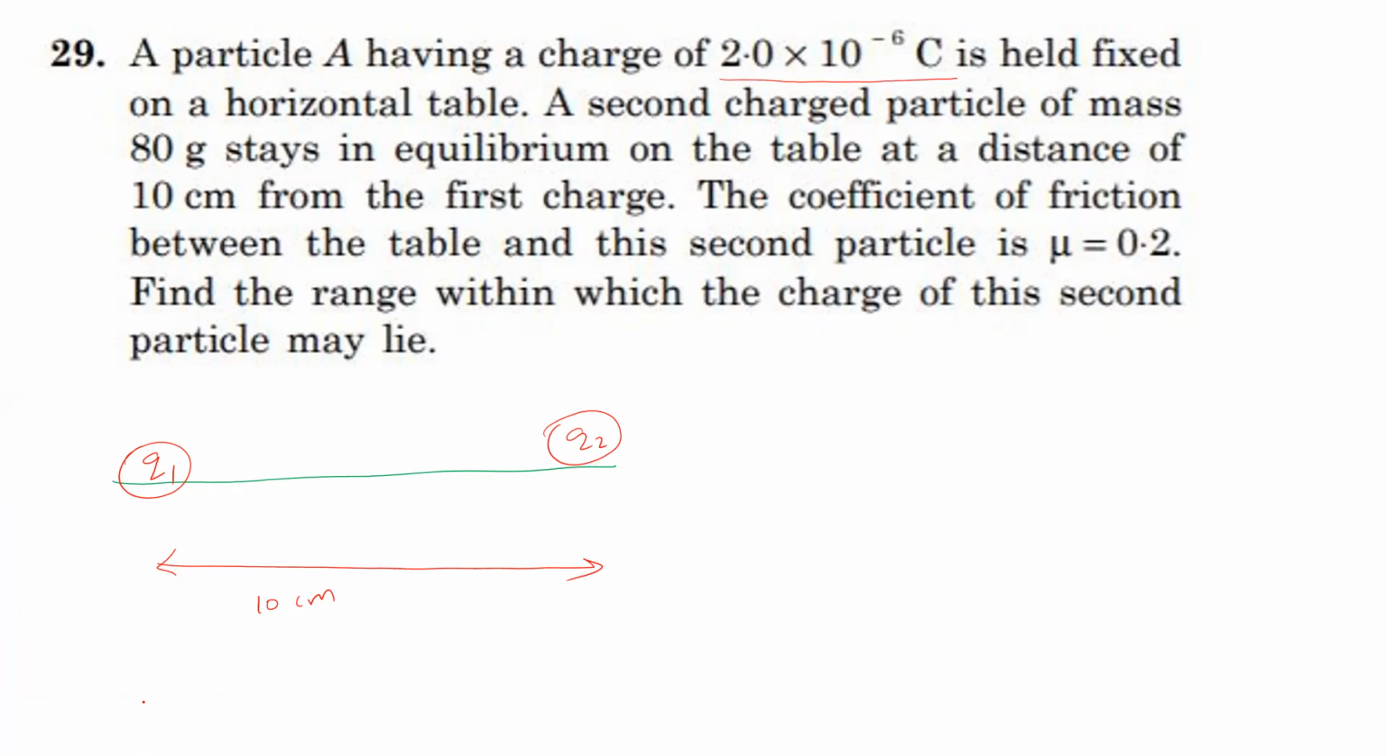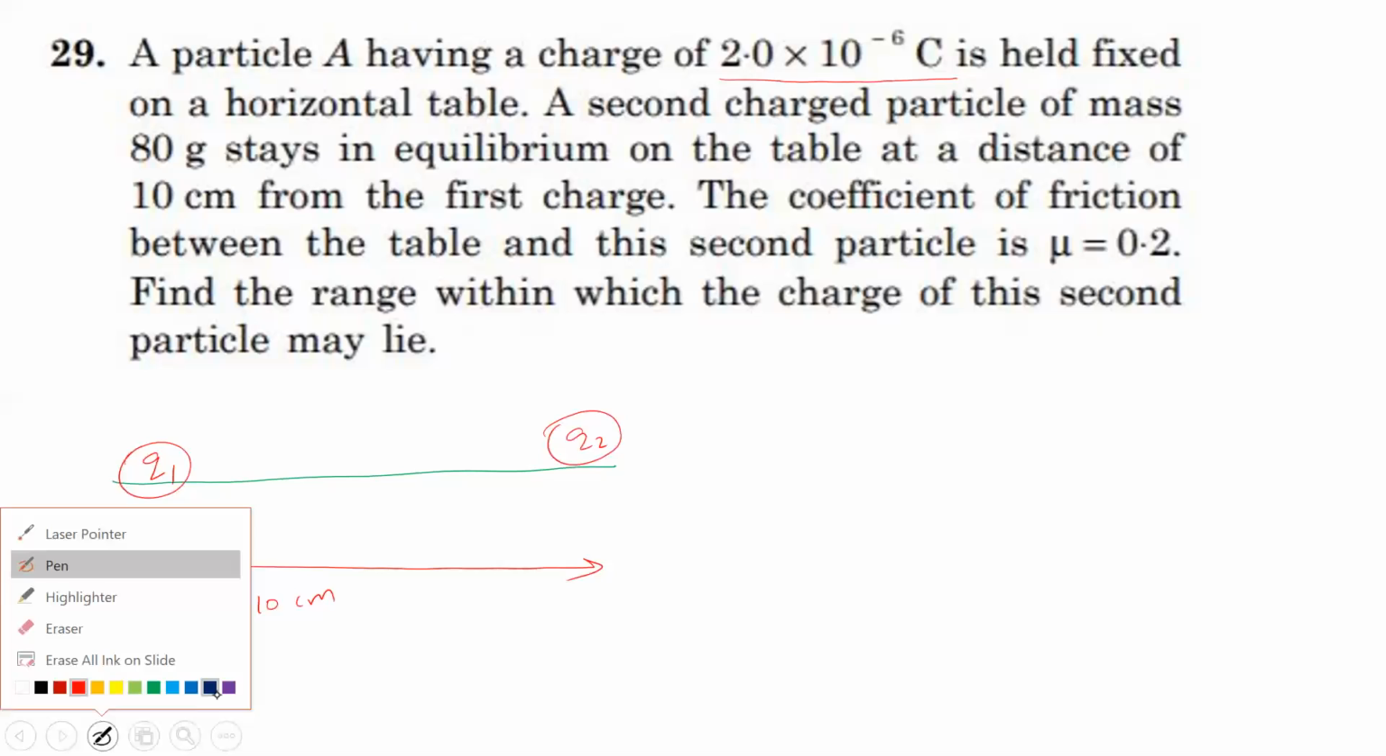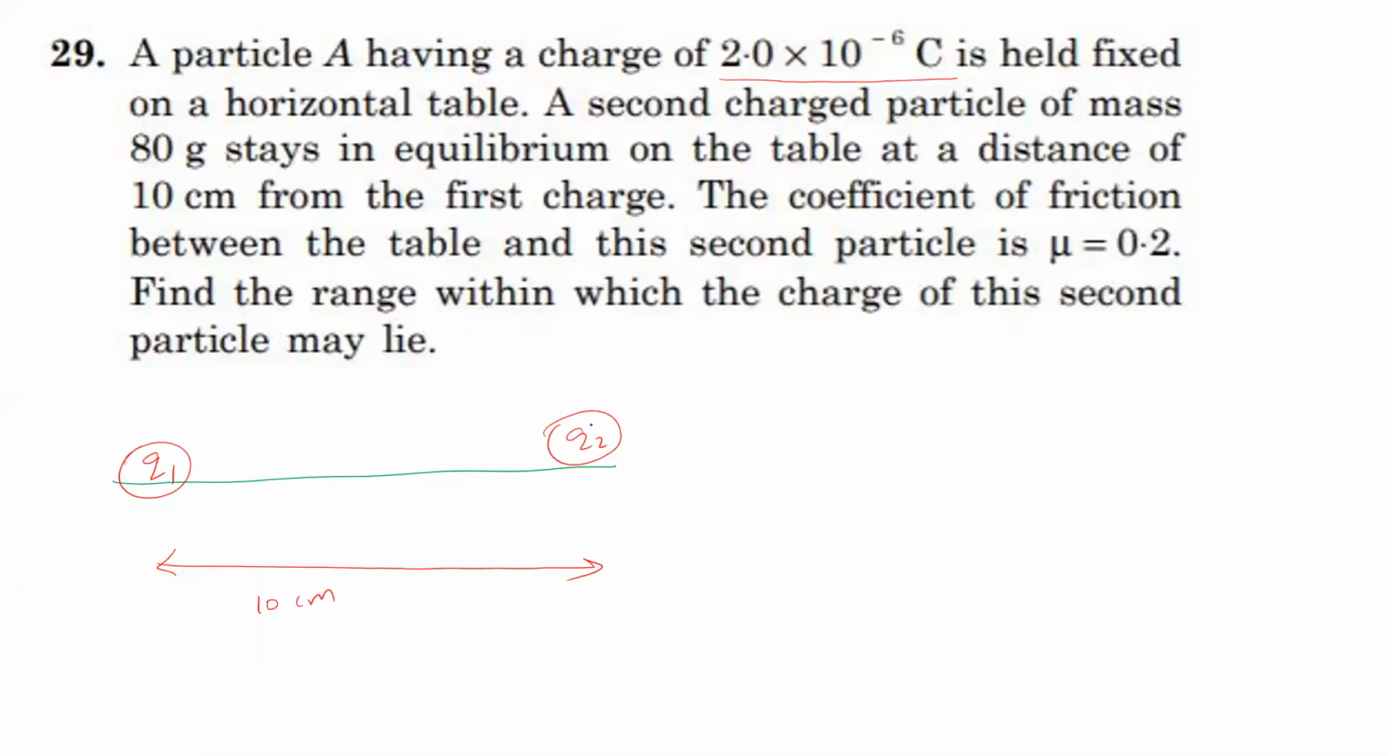Here the coefficient of friction is there. Due to repulsion between Q1 and Q2, electrostatic force will be acting. Suppose Q1 is positive and Q2 is positive, then the electrostatic force of repulsion will be there. Suppose Q1 is positive and Q2 is negative, then an attractive force will be there. We assumed repulsion force is there, so the electrostatic force acts along the line joining, radially outward. Here the friction force will be acting opposite to the electrostatic force, so that the net force will be zero, in equilibrium.